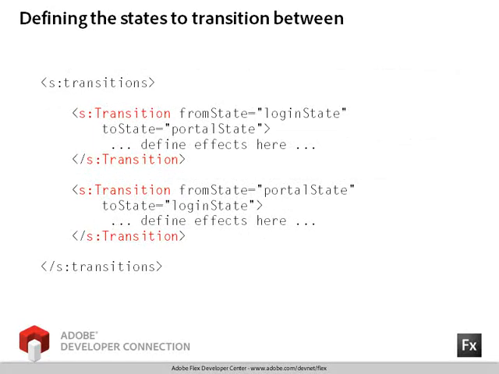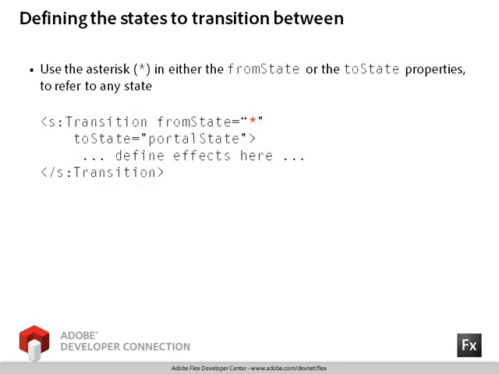The first transition block in this code declares that the animation should only run if the application is moving from the login state to the portal state. The second transition says the opposite. Its defined effect should only run if the application is moving from the portal state to the login state. Note that you can refer to any state by using the asterisk in the fromState or toState properties of the transition instance. For instance, this transition says that the animation should run if any state switches to the portal state.